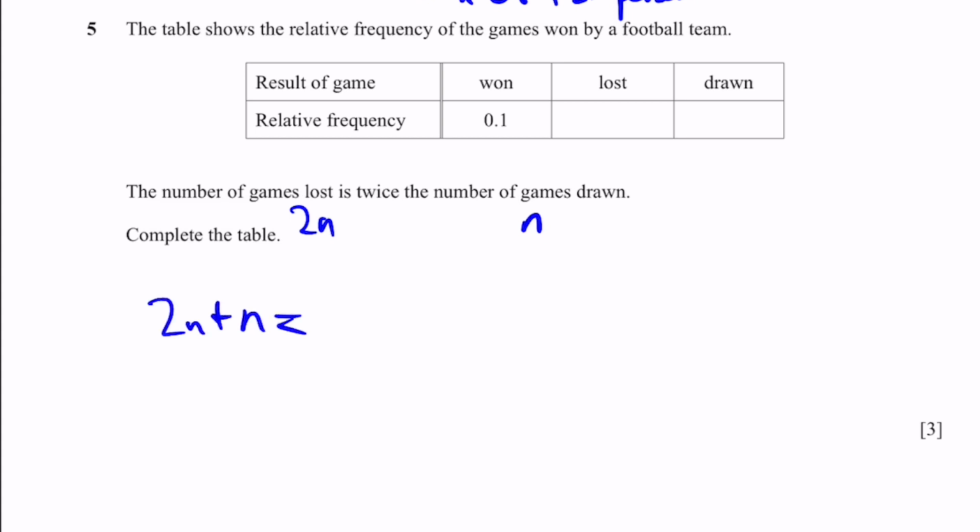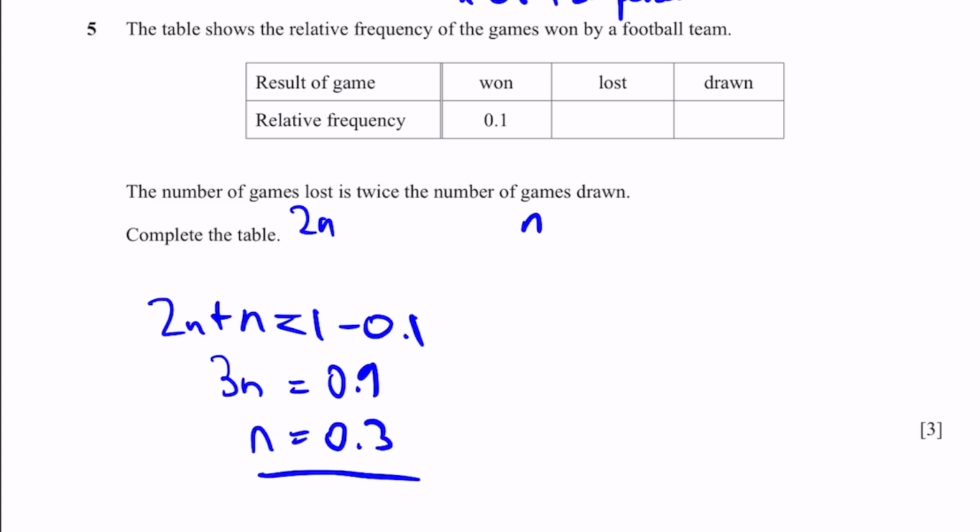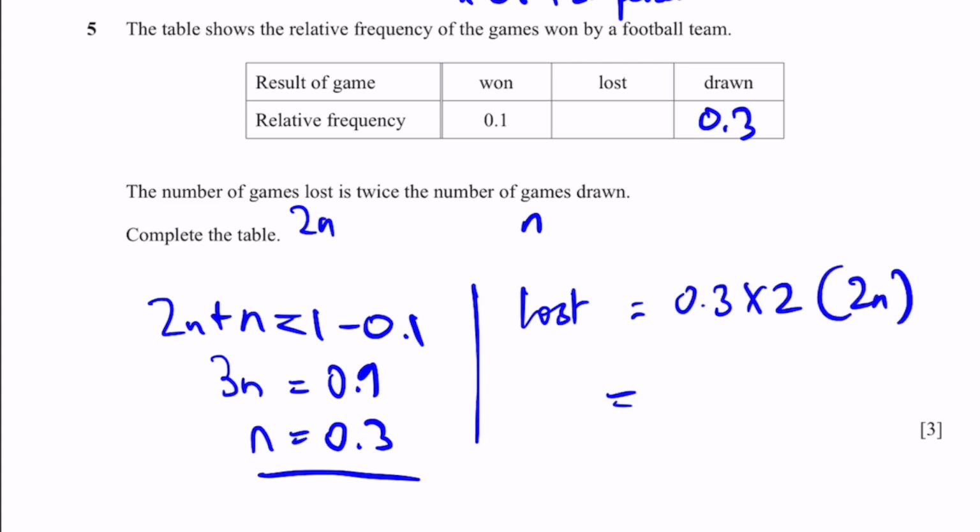2n plus n is equal to 1 minus 0.1, because the relative frequency always adds up to 1. So 3n is equal to 0.9. n is equal to 0.3, because we divide by 3. So drawn is 0.3, and lost is equal to 0.3 times 2, because 2n, that will be equal to 0.6. By the way, this value is the drawn value.